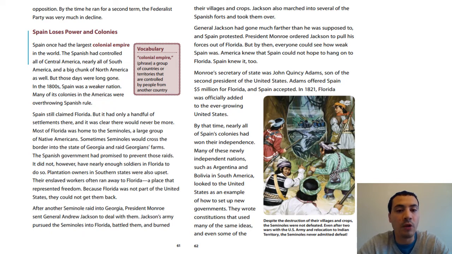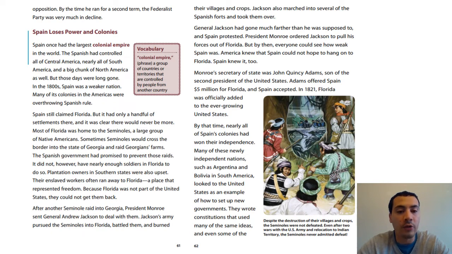Sometimes Seminoles would cross the border into the state of Georgia and raid Georgians' farms. The Spanish government had promised to prevent those raids. It did not. It did not have nearly enough soldiers in Florida to do so.